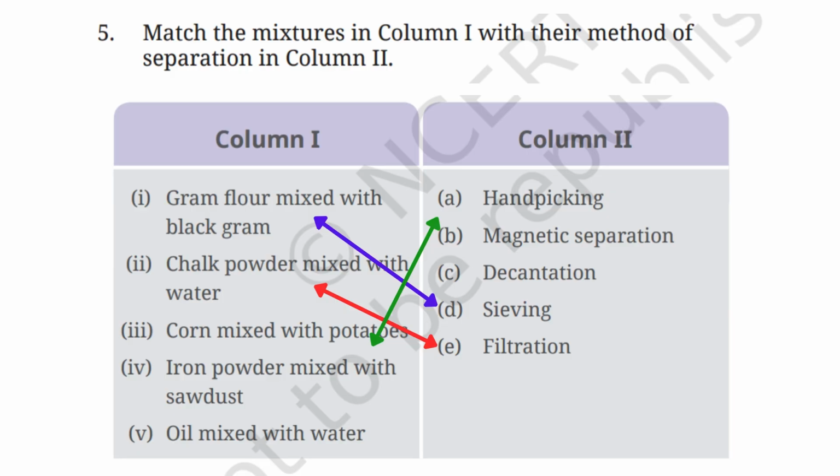Fourth is iron powder mixed with sawdust. So we know iron gets attracted to a magnet and separates from sawdust. So the correct method of separation would be magnetic separation, right?